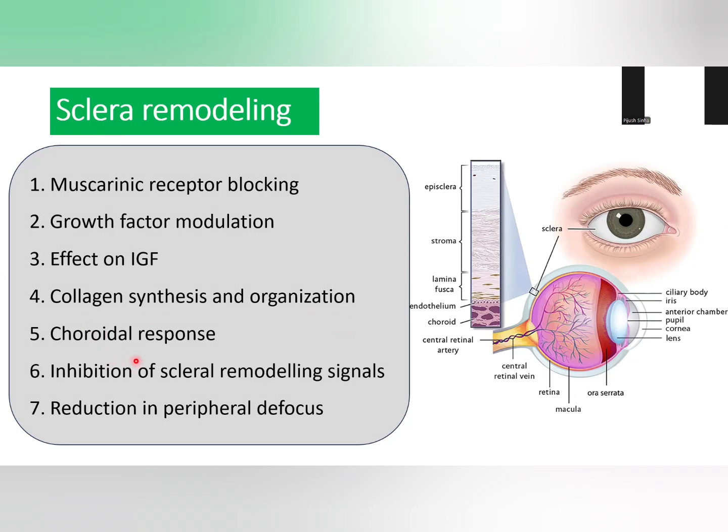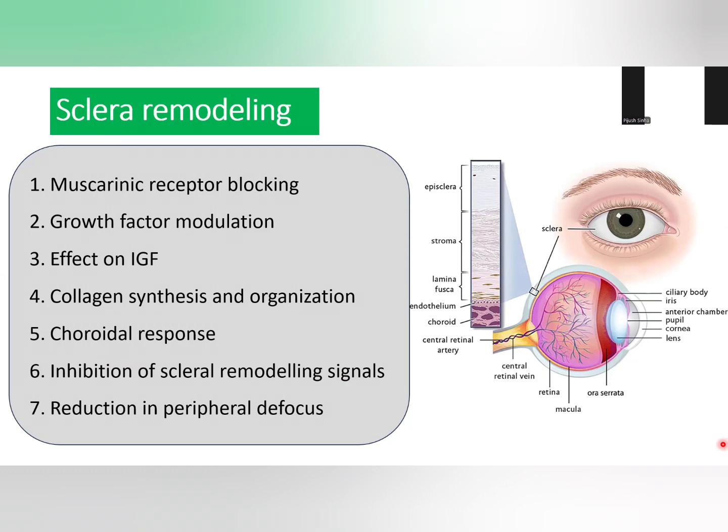If I talk about the choroidal response, here atropine may influence the choroid, which is the vascular layer of the eye located beneath the retina, and changes in the choroidal thickness can have a direct impact on scleral growth.